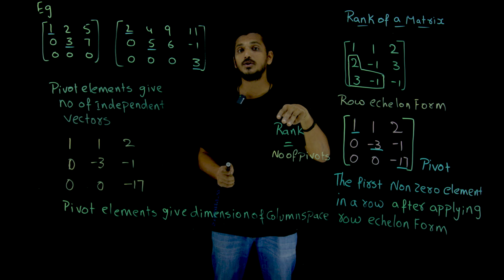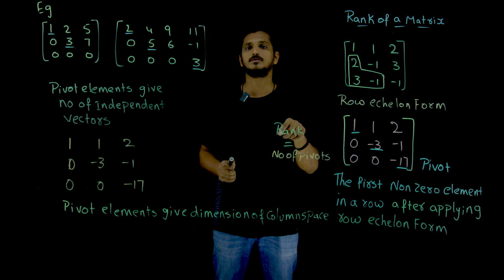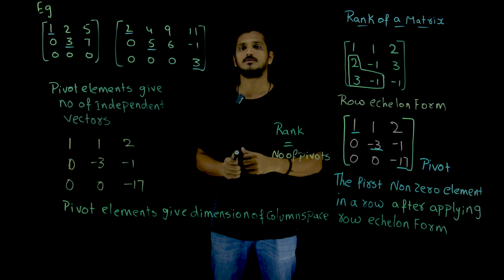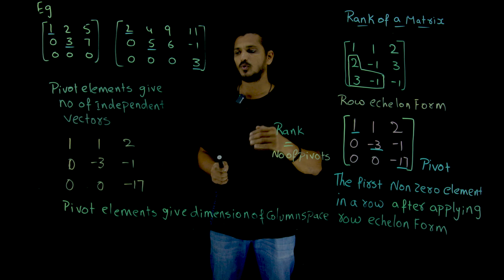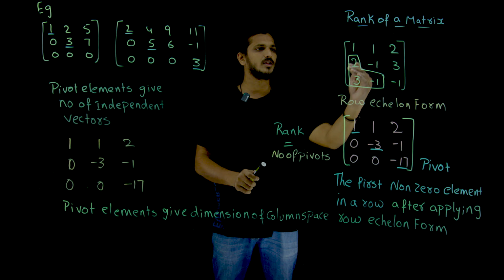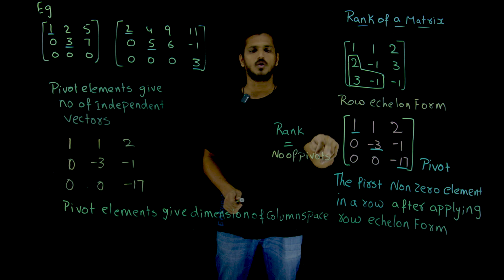Pivot elements provide you independent vectors. Why are pivot elements providing independent vectors? That is the point we need to understand. See, the same example we are taking here. After applying row echelon form, this is what we got.